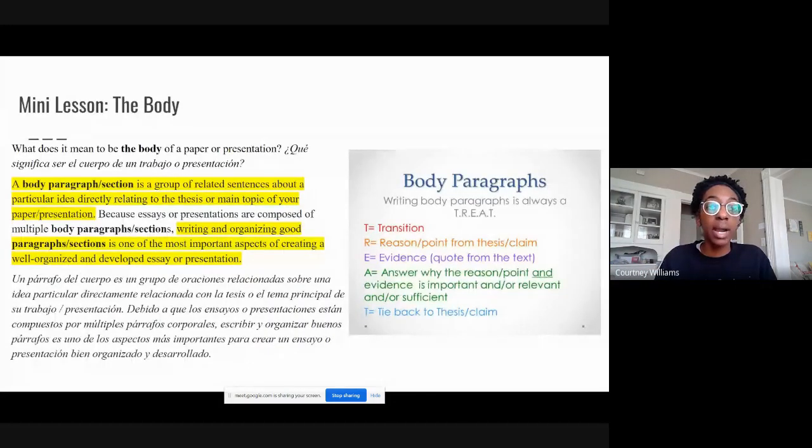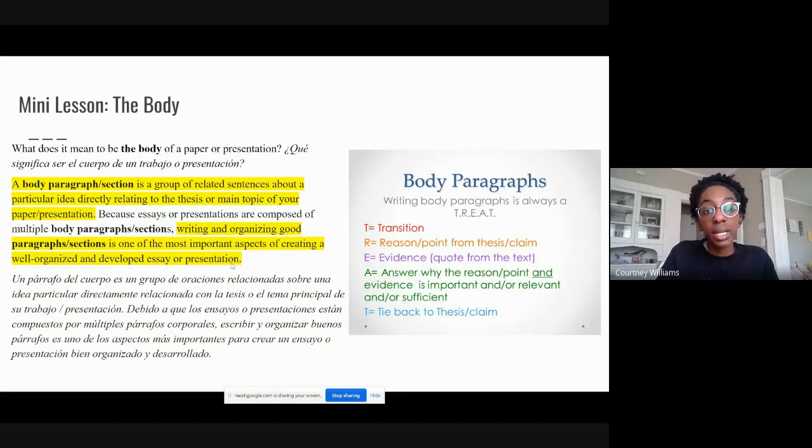All right, so now I am still on the first page of your packet for today. And we're going to look at what does it mean to have the body of a paper or a presentation. I briefly went over this not too long ago, about 2 weeks ago. And then remember, last week was focused on completing Mini-QPA number 1. But I talked a little bit about what the body is. And so I'm going to explicitly go over that right now.